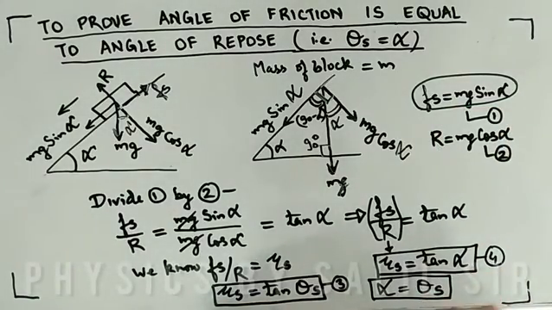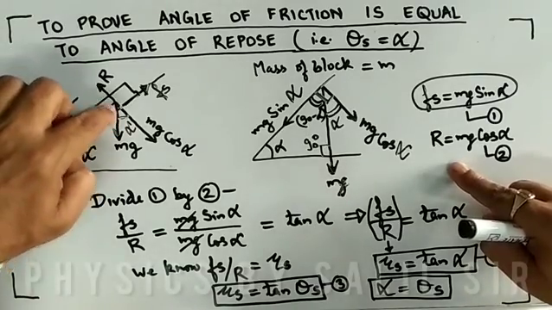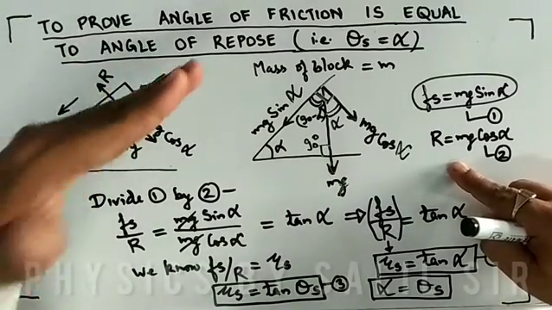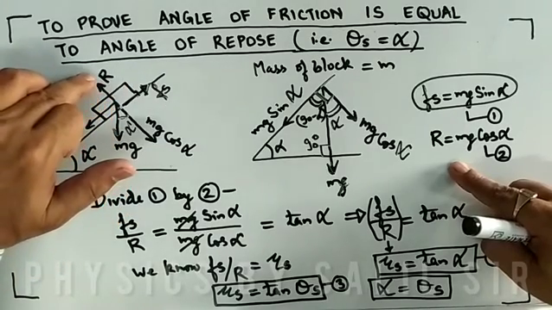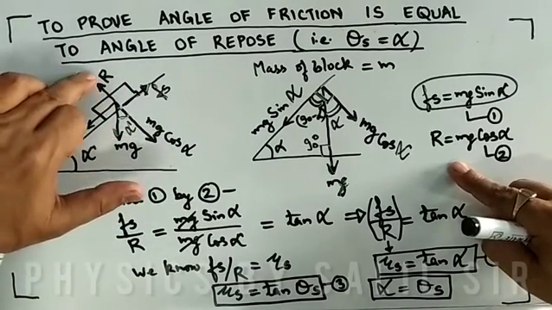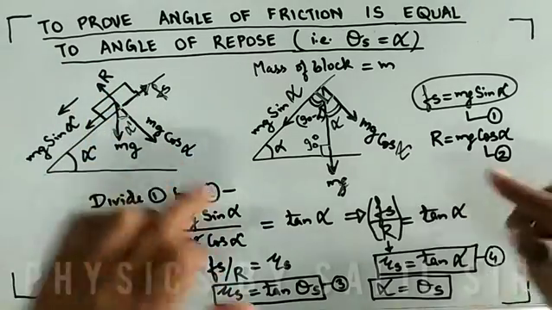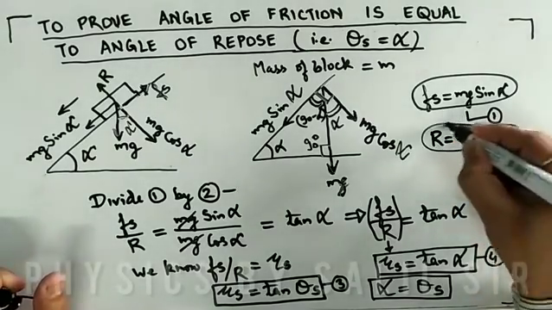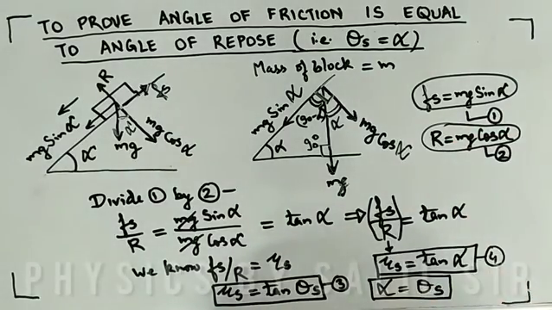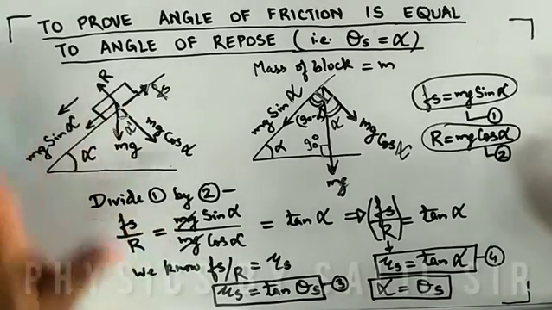Similarly, the reaction force by that inclined plane on the block is represented by capital R. This R and mg cos alpha are opposite to each other. So that's why we have written R is equal to mg cos alpha. This is equation number 2. And we got two equations based on this diagram.